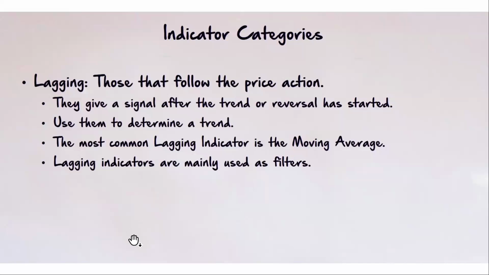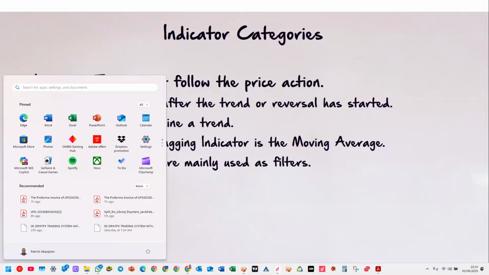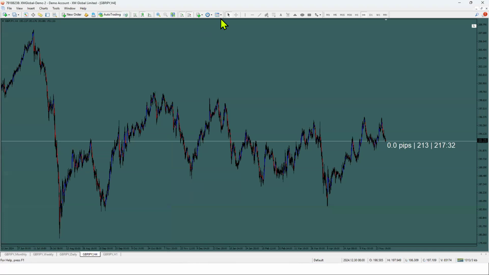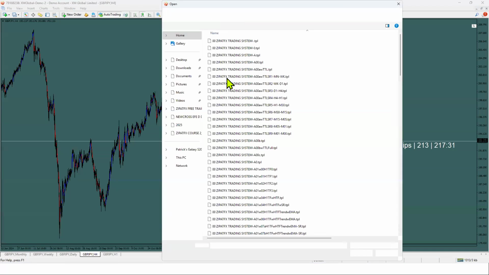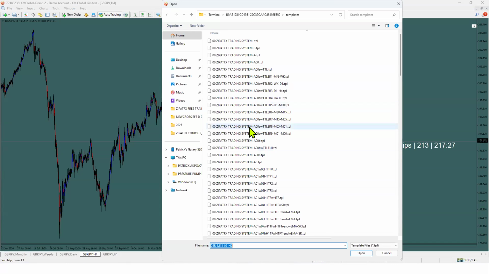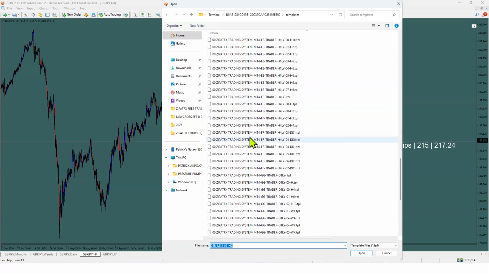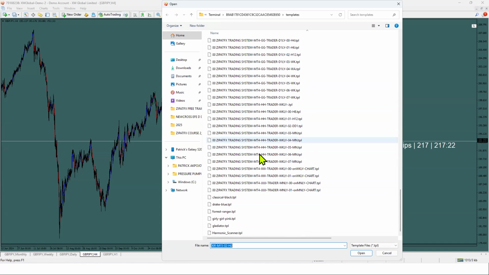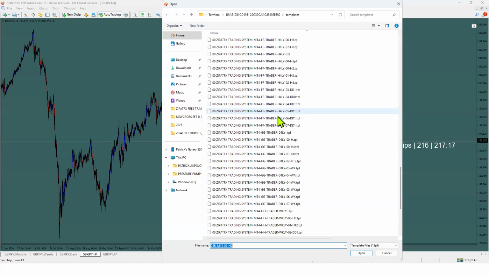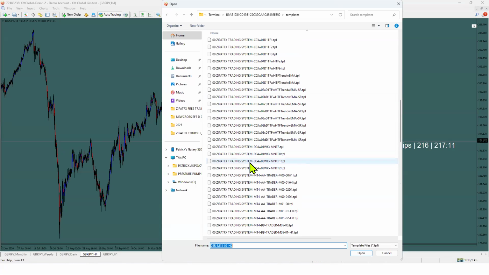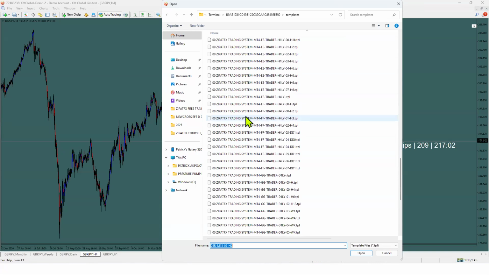For instance, let me show you something on my computer. If I click on this, these are templates, different templates. There are a whole lot of them. I've done templates for the monthly chart, weekly chart, daily chart, 4-hour chart, 30-minute chart, and 1-minute chart. I have a template for all of them. It takes time to develop these templates. You develop it, you save it, and this is what I'm using now.